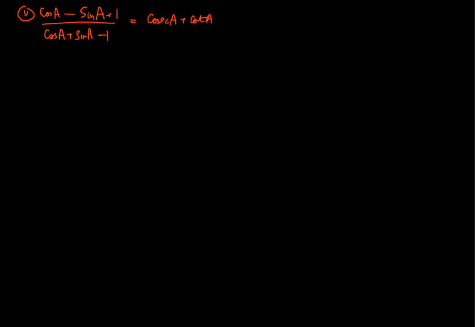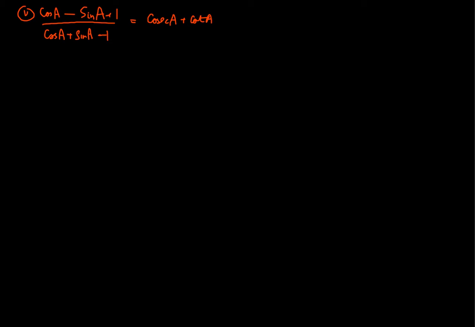So the fifth part: (cos A minus sin A plus 1) divided by (cos A plus sin A minus 1). We have to prove that it is equal to cosec A plus cot A. So we need to convert cos and sin in terms of cosec and cot. How can we convert cos and sin in terms of cosec and cot?